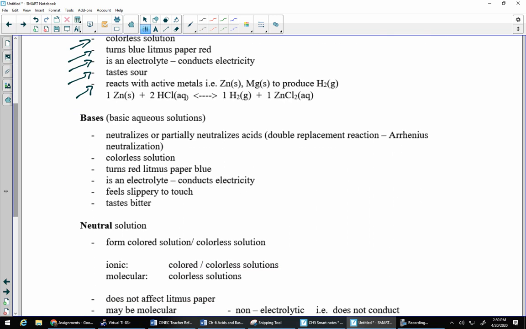Bases, when they form aqueous solutions, they neutralize, or at least partially neutralize, acids. They also form colorless solutions. They turn red litmus paper blue, or blue litmus paper stays blue. They are electrolytes, so in other words, they conduct electricity. They typically feel slippery to the touch, and they typically taste bitter.